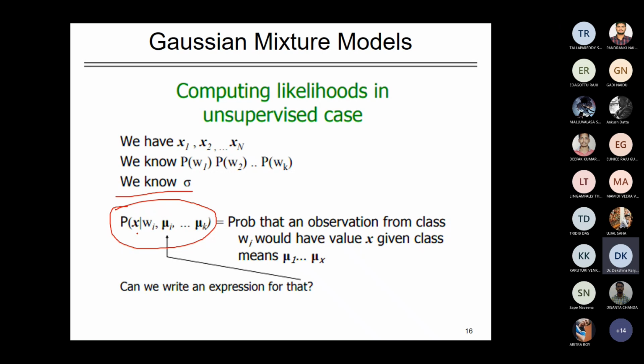So the probability of x given omega I, comma, mu1 to mu k. Here mu1 to mu k are the given class means. So here we have the class means from mu1 to mu k. So this is the probability that an observation from class omega I would have value x, given that the class means are mu1 to mu k.